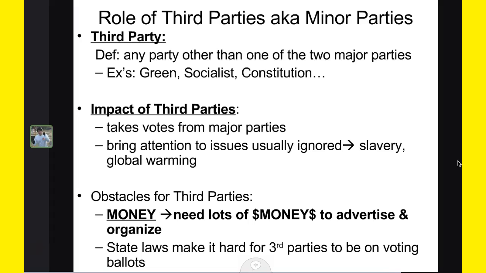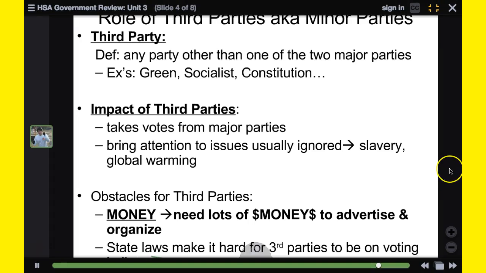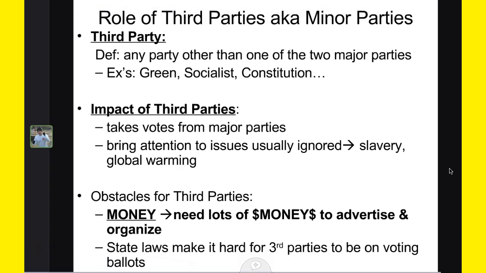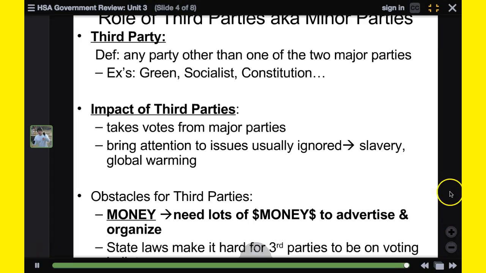Another reason why third parties often lose is because states make it very, very hard for third parties to be on the voting ballot. Democrats and Republicans are always put on the voting ballot. But if you're a third party, you sometimes have to get people to sign a petition saying they want you on the ballot. That might not seem very fair, but you know what? That's some of the obstacles that third parties face.